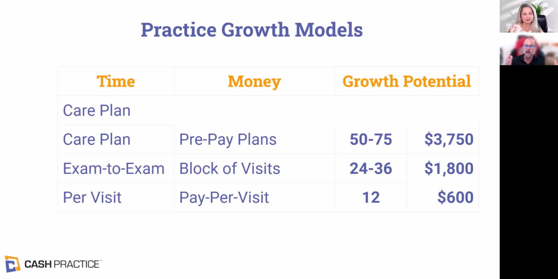The fourth model we're going to talk about is, again, care planning. You're still recommending a comprehensive program of care for people, which we're going to dive into today. But when it comes to the money side of things, instead of a prepay, they choose to do a monthly auto debit. And this is what turned the corner for me personally.